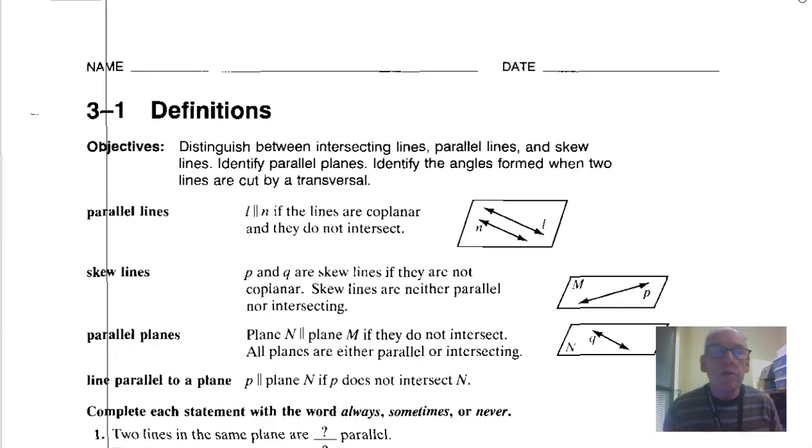Okay, this video accompanies the 3.1 definitions page, which is part of our Chapter 2 review pages. This first section deals with definitions. There are a couple of definitions that we need to be sure we go over.